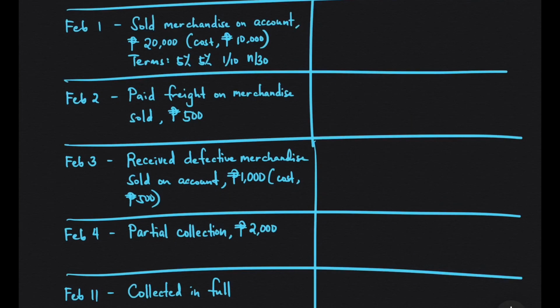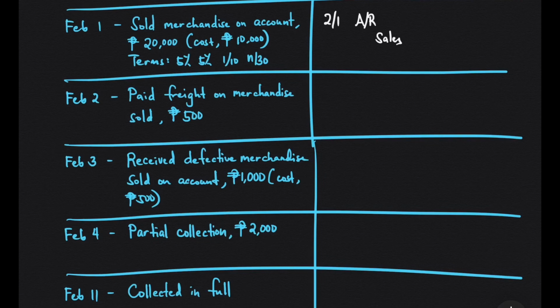Okay, let's proceed. February 1, sold merchandise on account. So this time you are the seller. The selling price is 20,000 with the cost of 10,000. The cost is the selling price without the markup. Then you have the terms 5%, 5%, 1/10, n/30. So to journalize, debit accounts receivable and then credit sales.